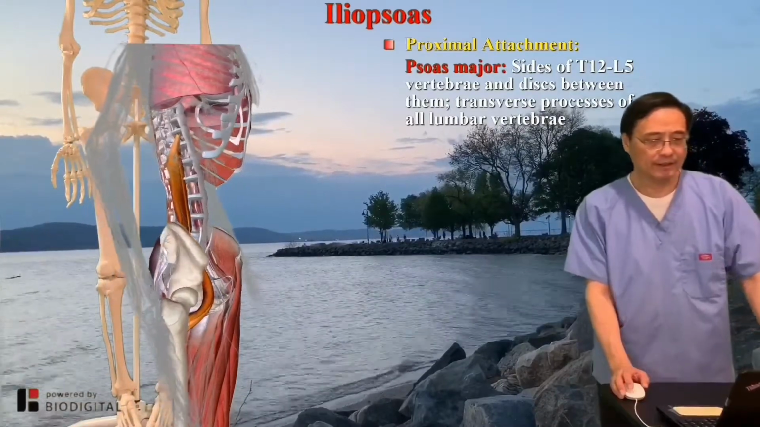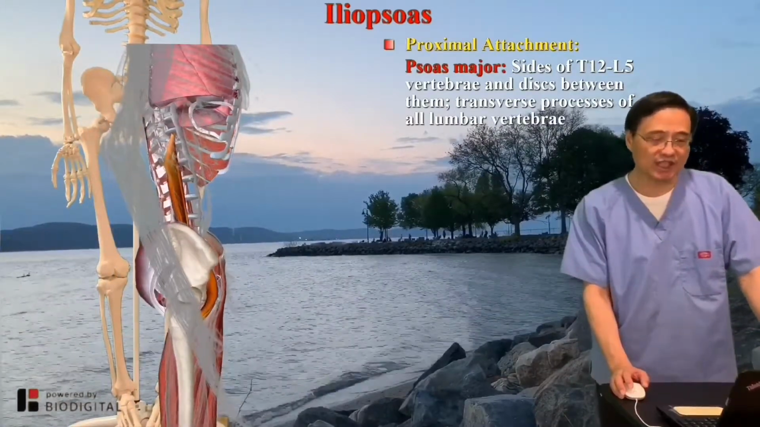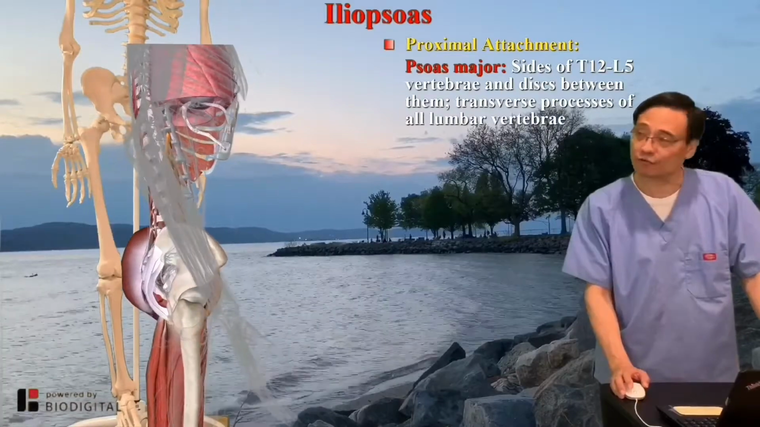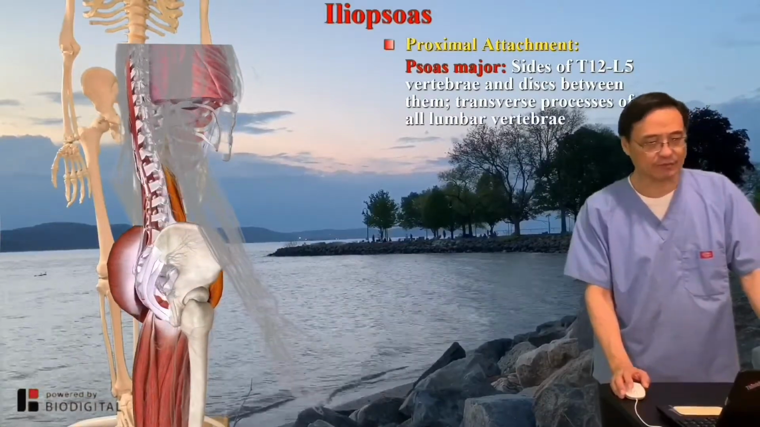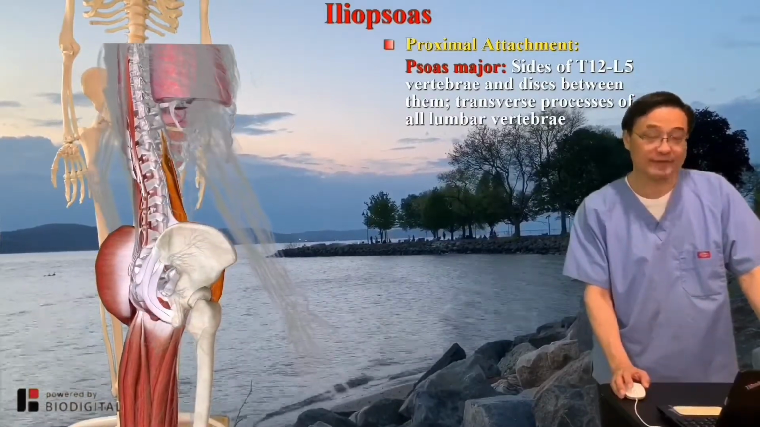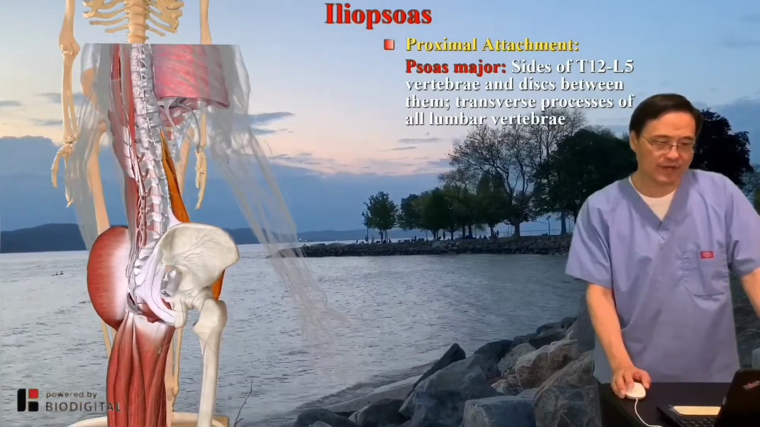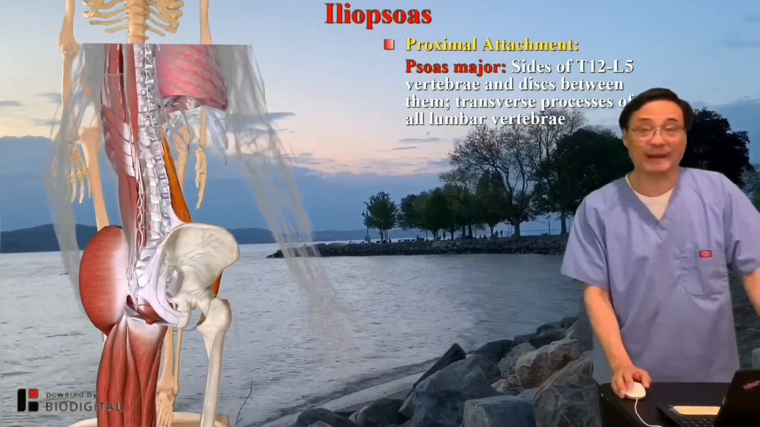Basically, it's at the sides of the T12 to L5 vertebrae and the discs between them, and also the transverse processes of all lumbar vertebrae.